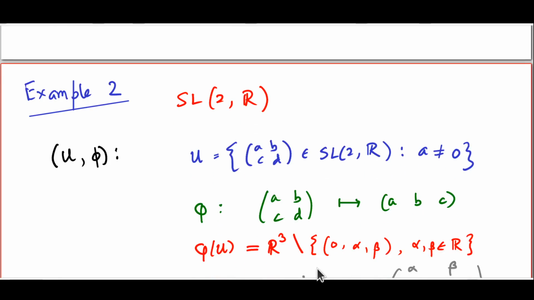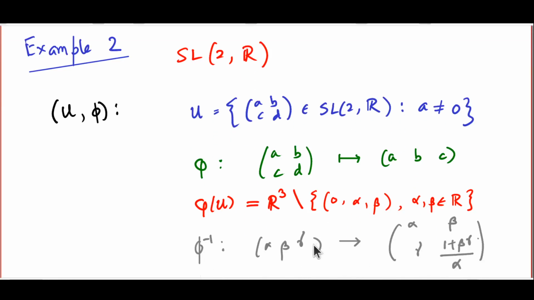Now, phi of U here is actually not all of R cube, not all of three-dimensional space. You actually have to omit the A equal to 0, or the first component equal to 0, from this. That is, you are going to only get triplets A, B, C where A is not 0.